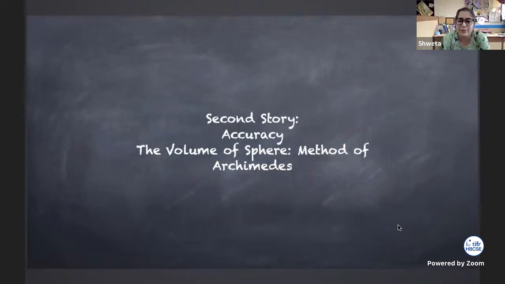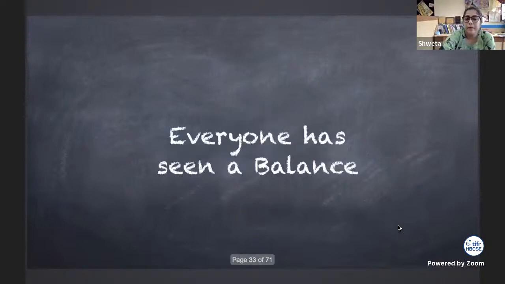Let's go to the second story. So the second story is about accuracy. I'm going to tell you something about the volume of a sphere and the mechanics of how Archimedes did it. Okay. So all of you must have seen a balance. Before we go to the volume of a sphere, let's understand another thing that Archimedes did. So we need to understand the balance for that.